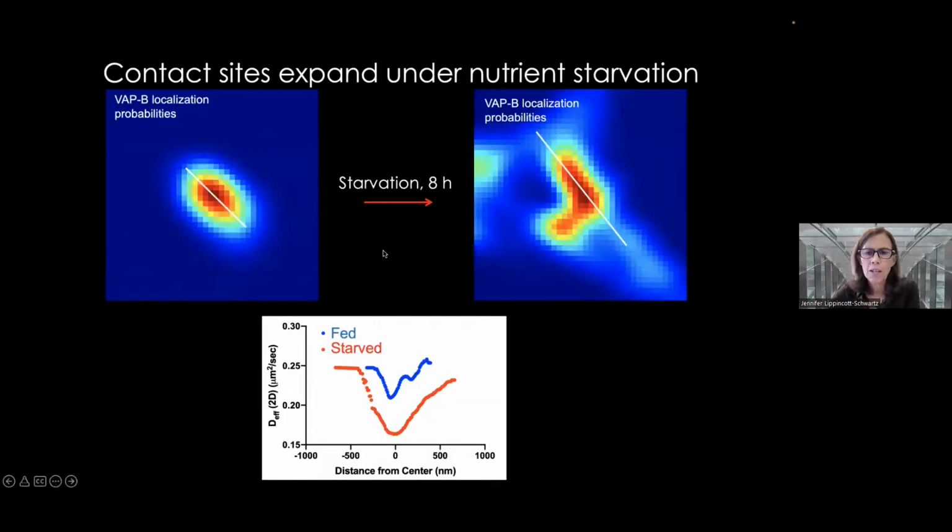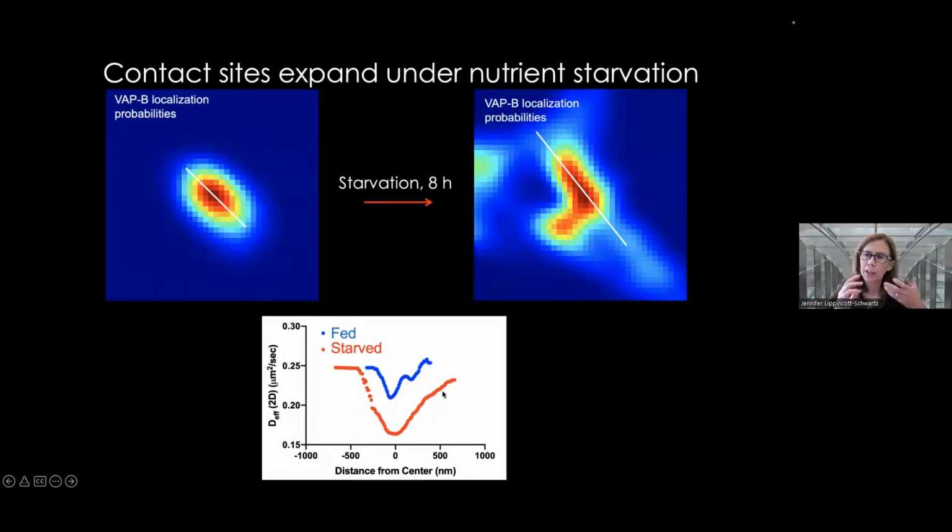We can also see what happens when we create conditions that are known to change contact sites, like starvation. So when you nutrient starve cells, these contact sites change because basically you need more communication between ER and mitochondria under nutrient starvation conditions. And what we can see clearly from this analysis is that the contact sites not only get bigger, but they also change.